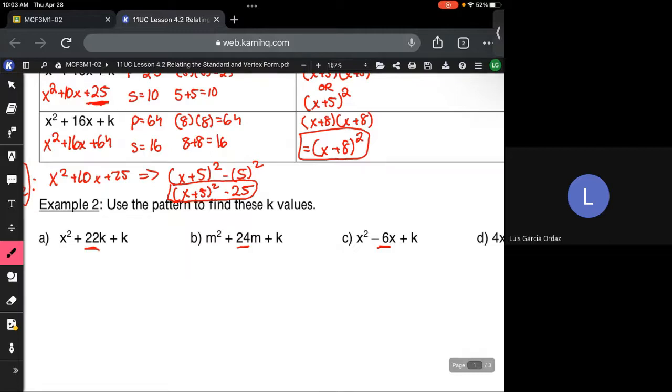Right now we're working with perfect squares. So I want you to take about 5 minutes to do example 2. Try to figure out your k values, and then we'll take it up in 5 minutes.